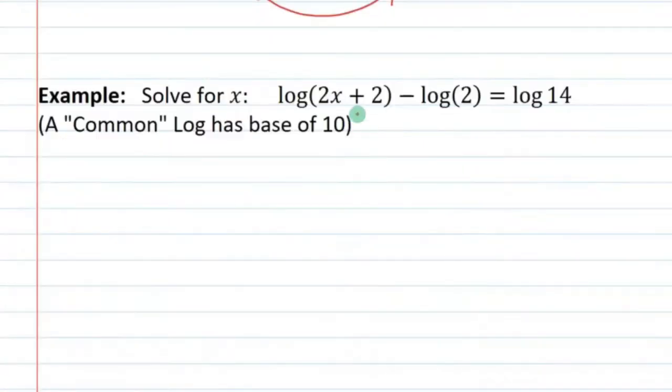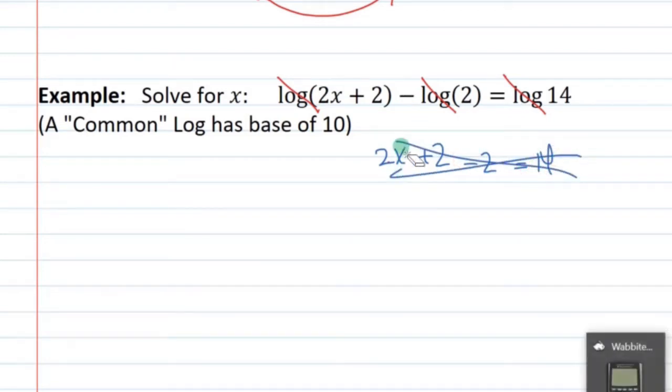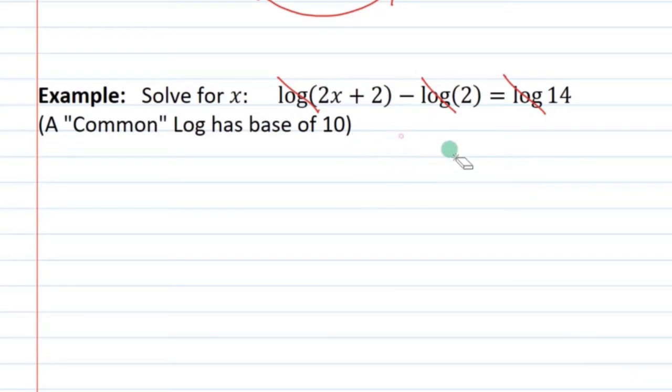Here's the first example. We're going to solve this equation here. Now you notice I haven't written any bases on these logs. If you don't write a base, the base is 10. It's implied. It's called a common log. So we have a log base 10 of this thing minus a log base 10 of this thing equals this log here. And what we learned yesterday was you cannot just cancel these out and write 2x plus 2, I guess minus 2, equals 14. That would not work at all. You have to use one of the properties.